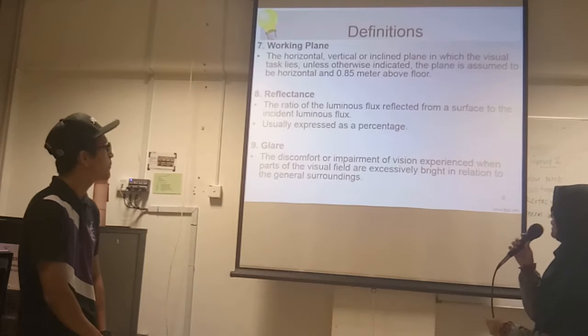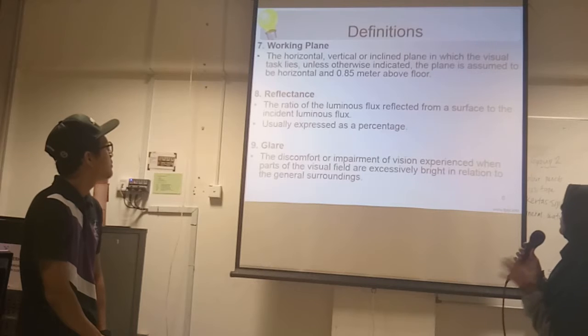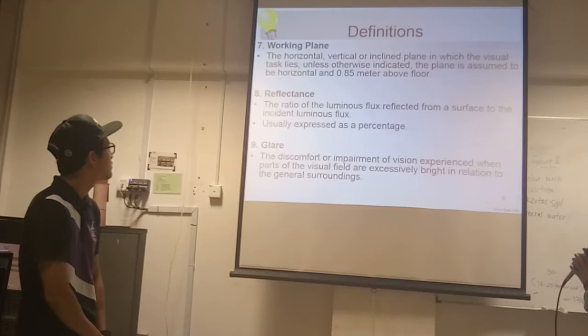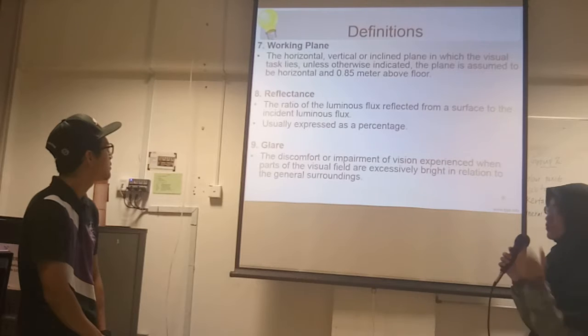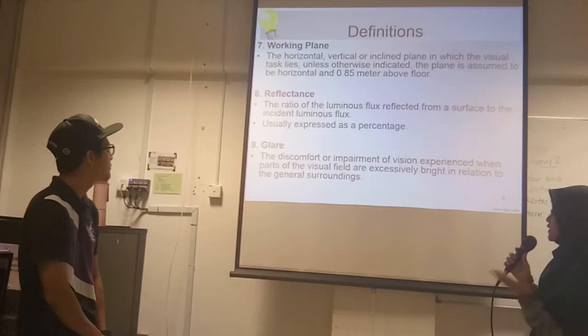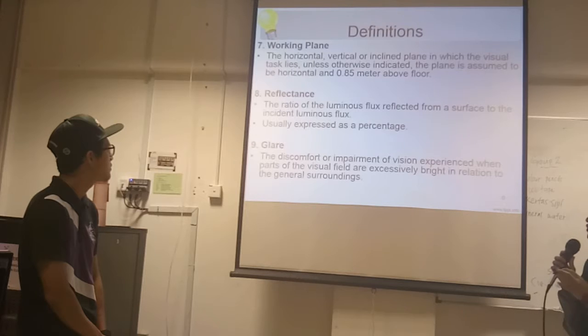And then working plane, which is the horizontal, vertical or inclined plane. And then reflectance, which is the ratio of luminous flux reflected from surface to the incident luminous flux, and usually expressed as percentage. And then glare, which is discomfort or impairment of vision experience when parts of visual field are excessively bright.